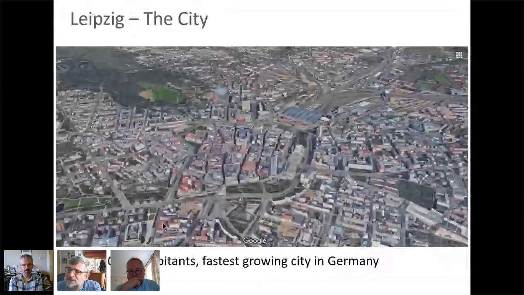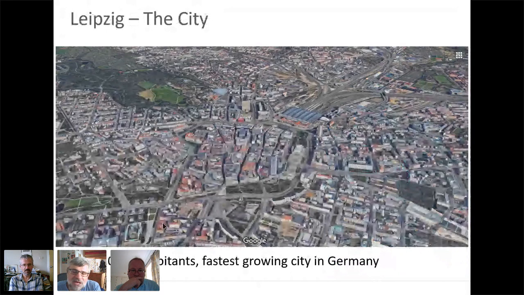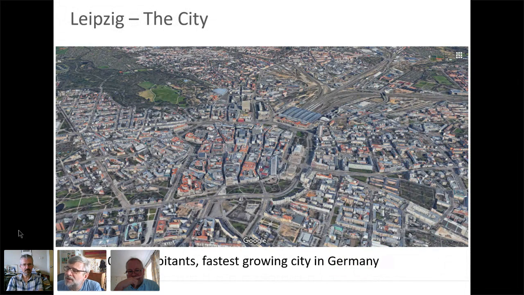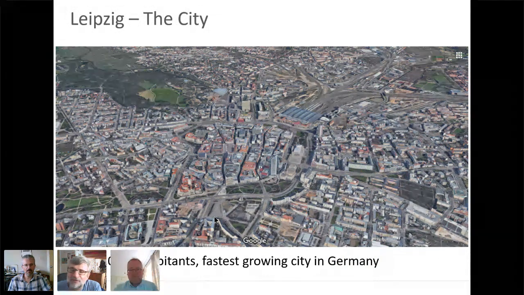So what about Leipzig? Leipzig is a medium-sized city of international standards. In Germany, it's already quite a big city of 600,000 inhabitants, and it's actually very fast growing. I read it's the fastest growing city in Germany currently, but it is not so big as, for example, Melbourne, and that makes some things also easier if you have a conference there.